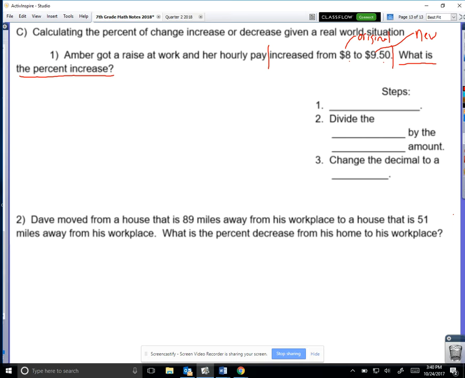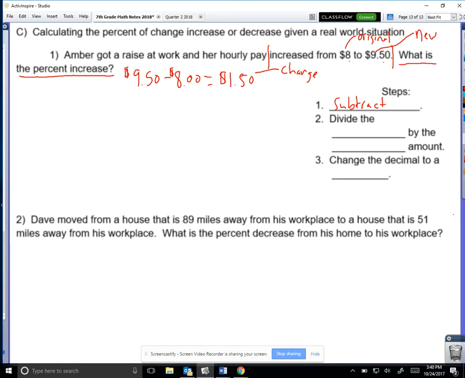math here. All right, now let's work out the math, guys. We've got the same steps as up above. First of all, we're going to subtract the new amount and the original amount. So I'm going to take $9.50 and subtract $8, and that's going to give me $1.50. And that is the change. That's how much more she gets now, $1.50 an hour. That's the change.